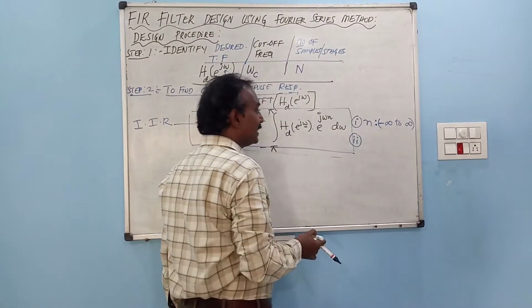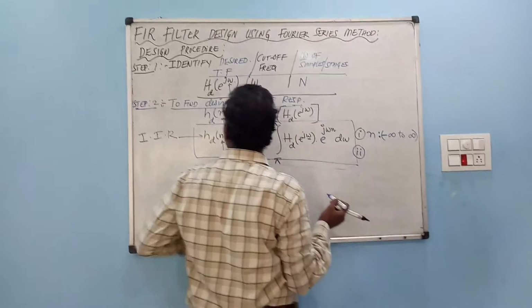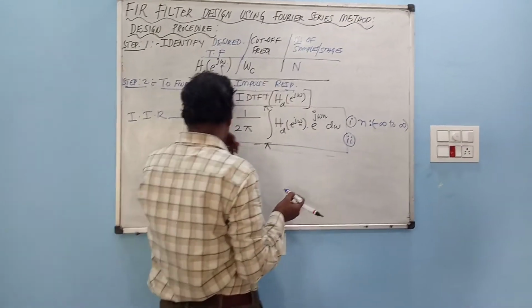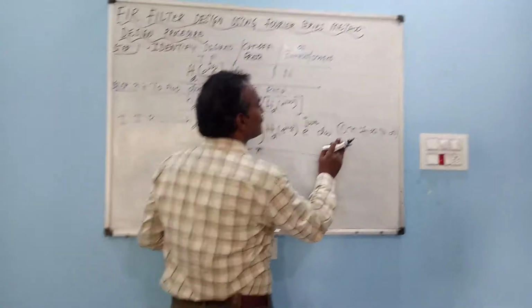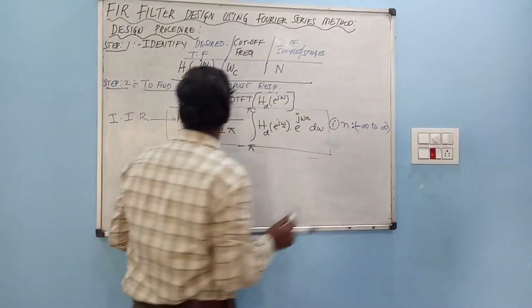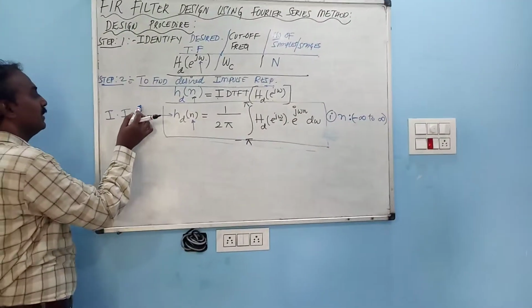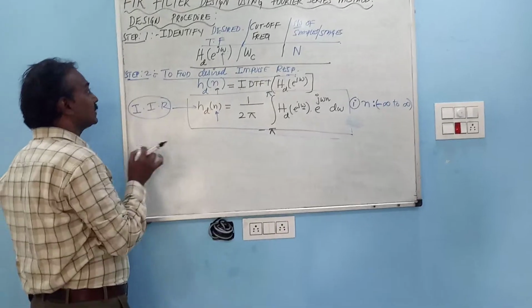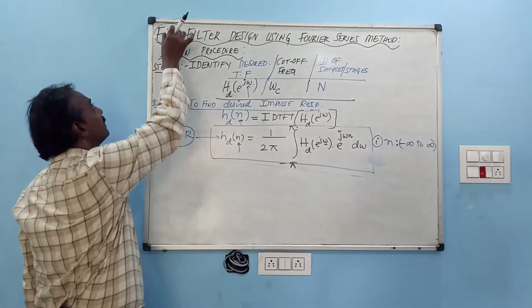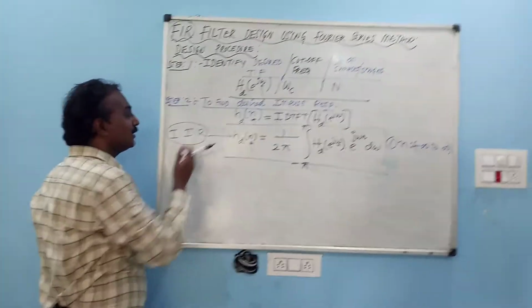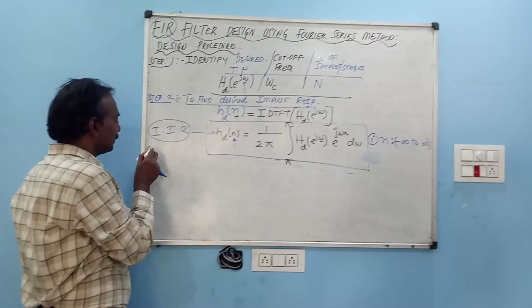We discuss the second point in the next step. So now here we got infinite impulse response, but what we want is finite impulse response. So how can I get finite impulse response? So that is our step 3.